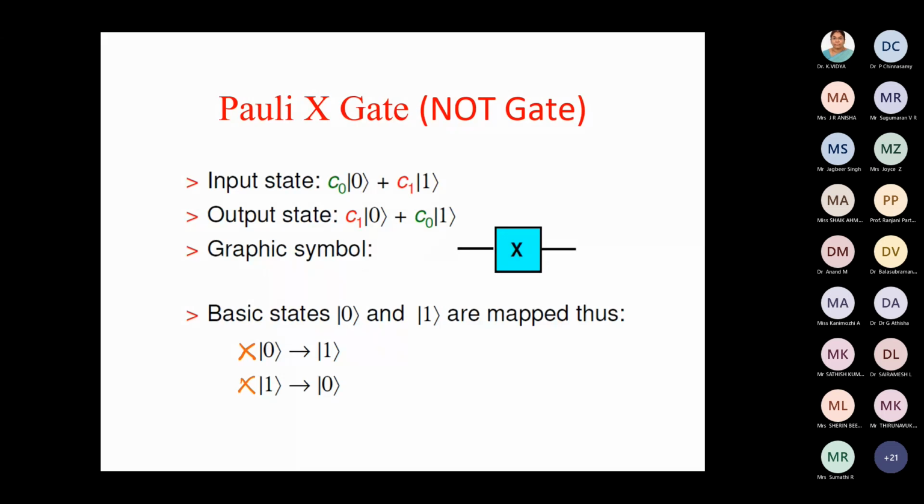You remember any general single qubit state is C0 and C1. These are the coefficients alpha beta. So what the X gate does is, the X gate just swaps those coefficients. Okay. So this we call an X gate. If you compare it with the classical NOT gate, it is also doing that NOT gate operation. So if you apply this X gate on the 0 state, then it will give you 1. If you apply the X gate on the 1 state, then it will give you 0.